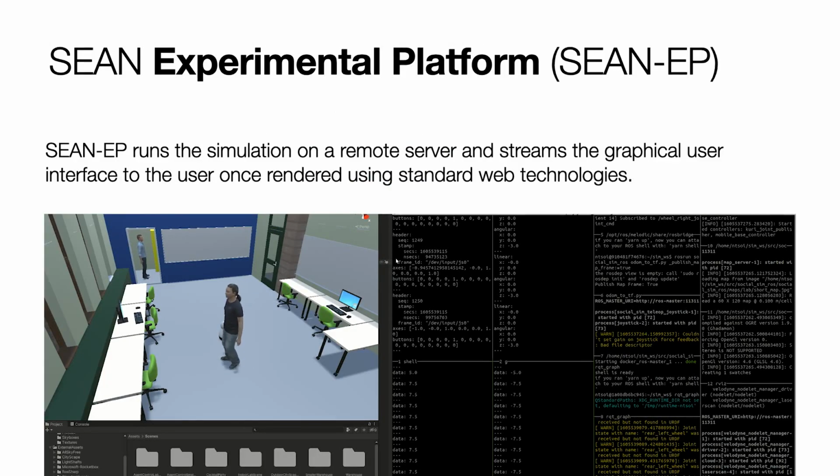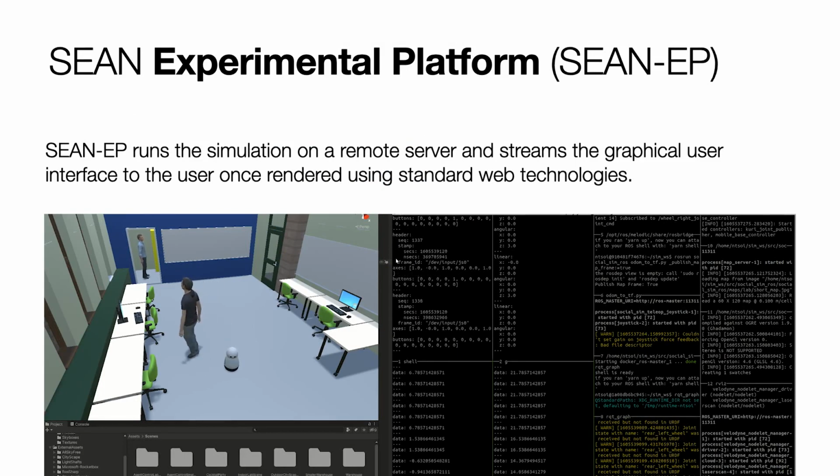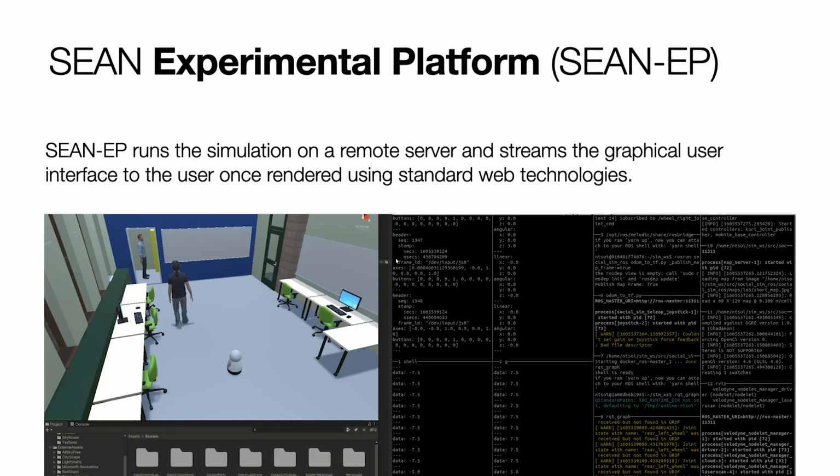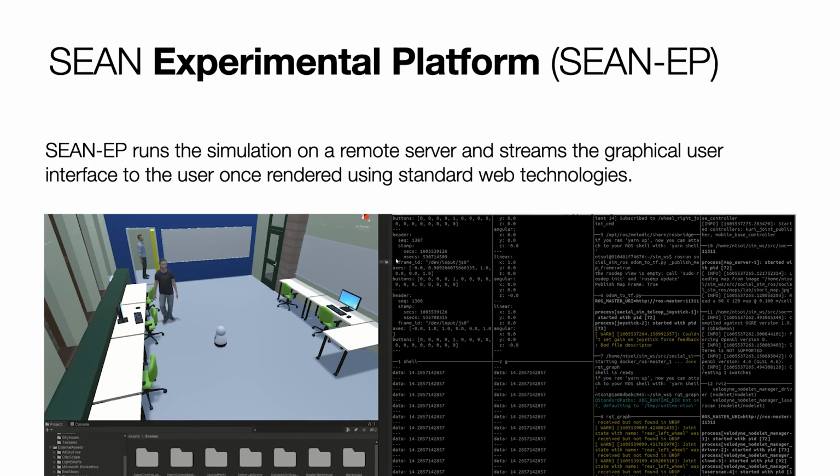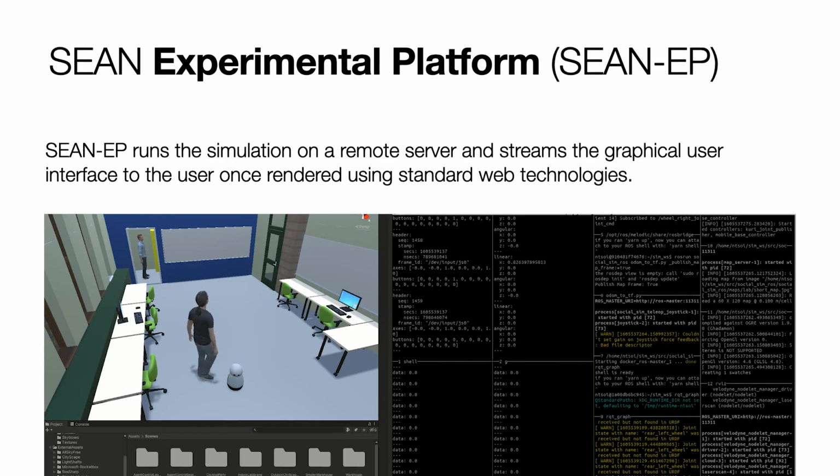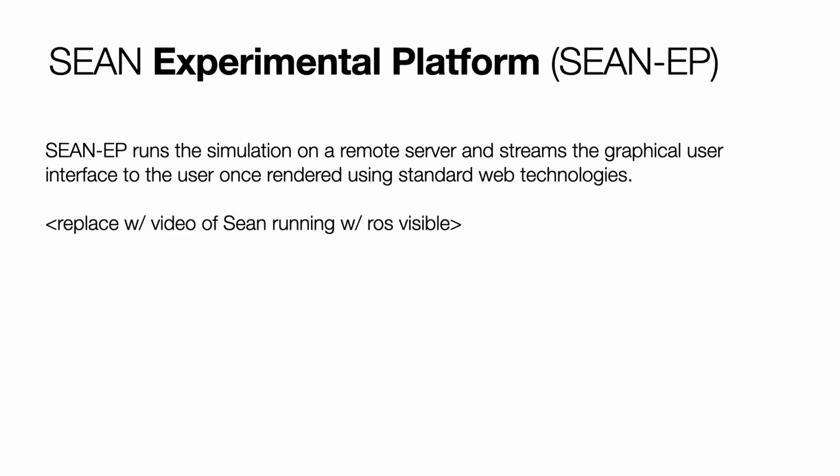We implement our method in a system called Sean EP, or the Social Environment for Autonomous Navigation Experimental Platform, which allows researchers to run Sean or other rich client simulators on the web using standard web technologies. This allows integration in surveys to quickly collect large amounts of human feedback in HRI. Sean EP makes high-fidelity simulations available on the web. Previously, these types of simulators have been constrained to users with access to powerful desktop or laptop computers.